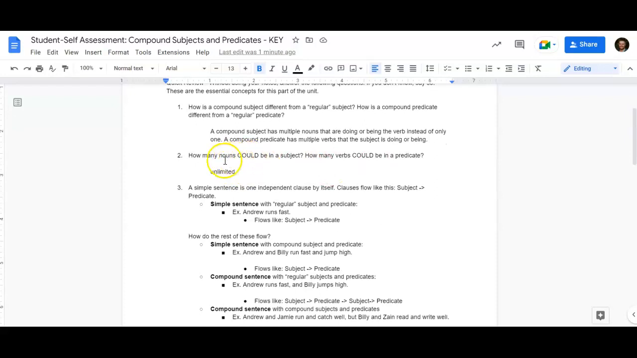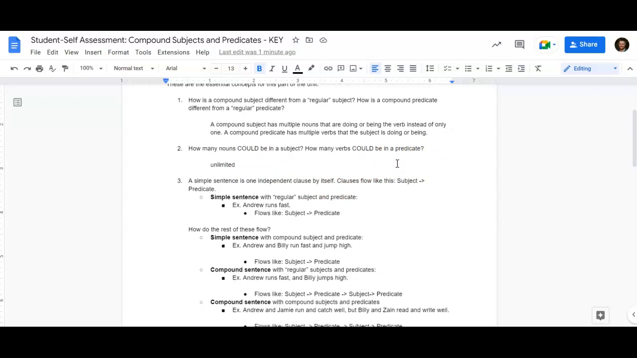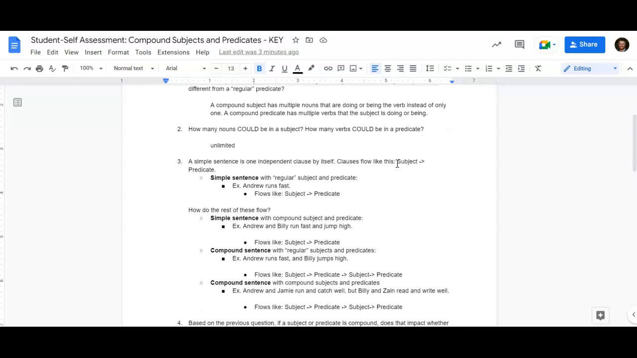Also, you can have unlimited nouns in that subject. That's the nature of number two here. And you can have unlimited verbs in the predicate. They just become compound once you go to two or beyond that.